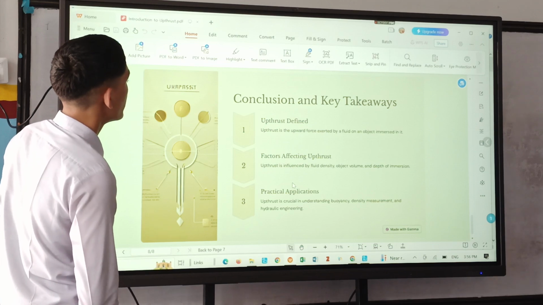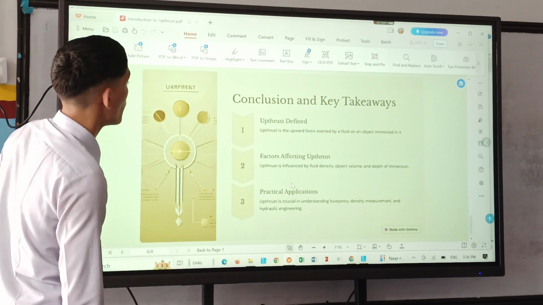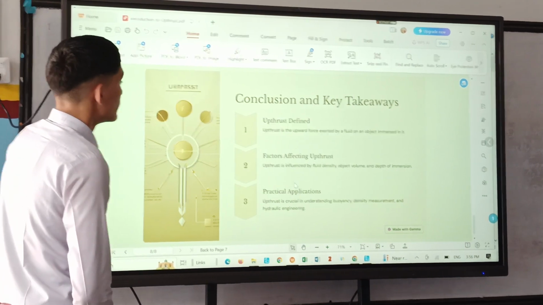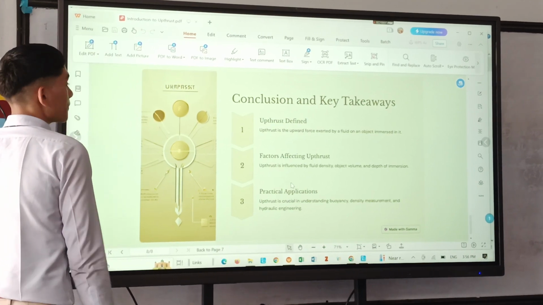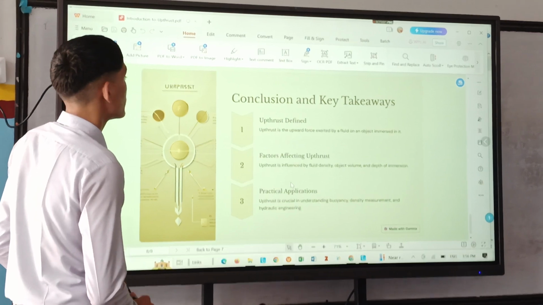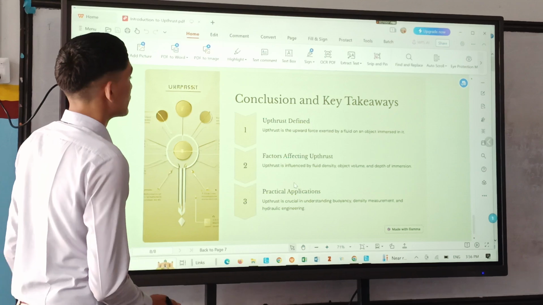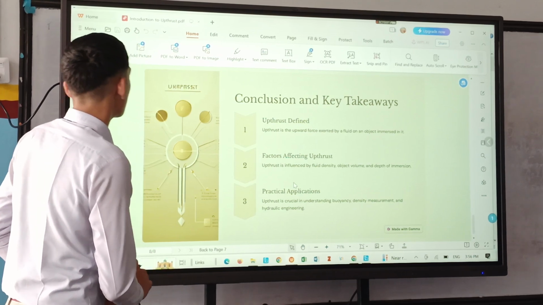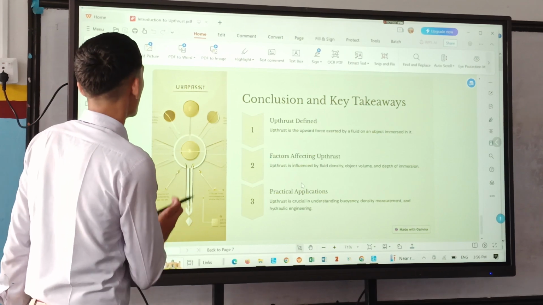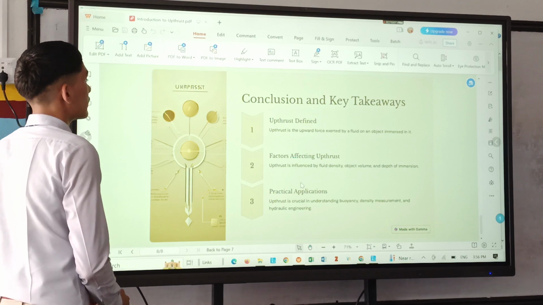Conclusion and key takeaways. Upthrust defined: upthrust is the upward force exerted by a fluid on an object immersed in it. The upward force that acts on the upward surface is called upthrust.